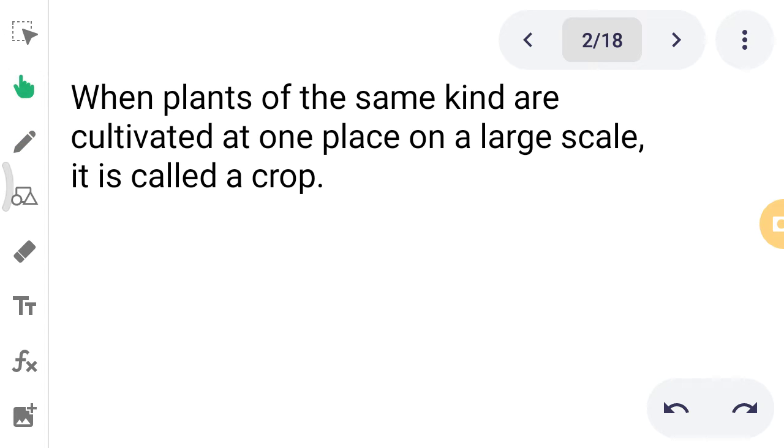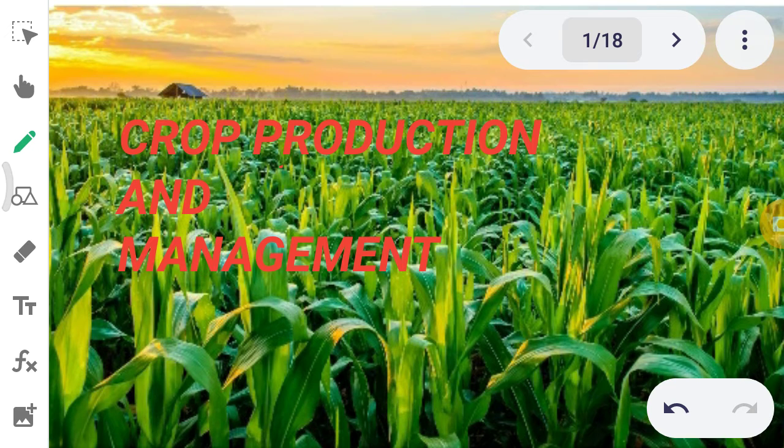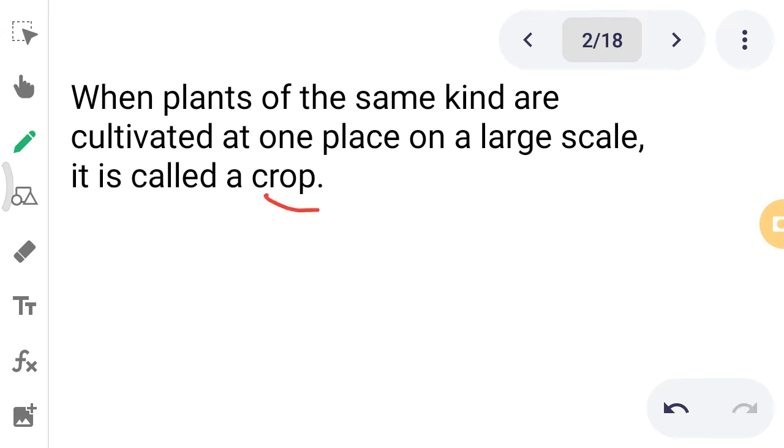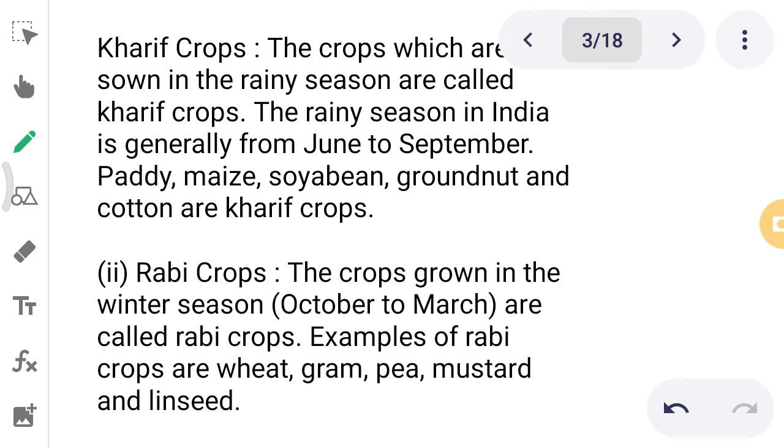So now let us see what is a crop. What do you think of a crop? Here we have already seen that the plants of the same kind are planted or cultivated in a large area. So this is what is known as a crop. Simple as that. Now these crops are classified into two types, that is kharif crops and rabi crops.